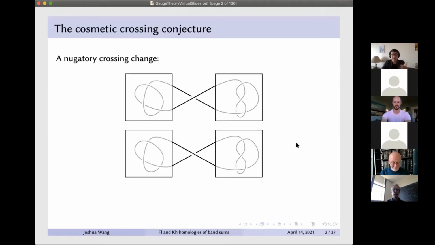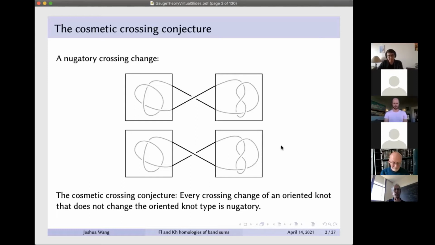So here's what's called a nugatory crossing change. What you've got are two knots and you form their connected sum. And in the band along which you form that connected sum, you add a little twist, so you see a crossing. And this crossing is called a nugatory crossing. And you'll notice that if you change a nugatory crossing, the knot itself doesn't change. So this knot up here is the same as the knot down here. The cosmetic crossing conjecture is the conjecture that this is the only possible way to do a crossing change and to not change the knot. Perhaps more precisely, the only way to change a crossing and not change the oriented knot type.